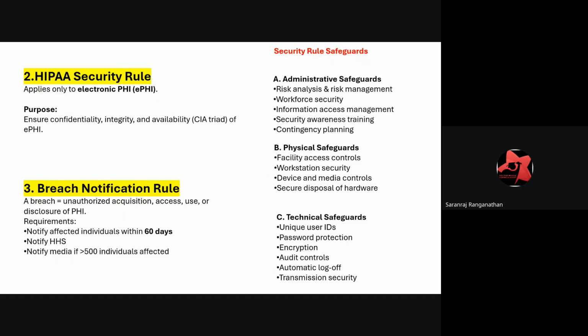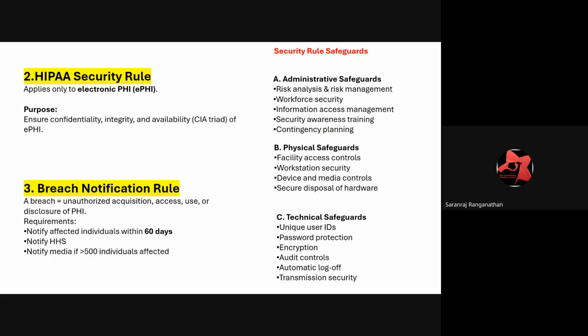Okay, so when a breach is happening, this needs to be notified to the healthcare provider. Health plans need to be informed, the clearinghouse needs to be informed, the business associates need to be informed, and higher management needs to be informed. So when a breach is happening, we have to follow all these rules.